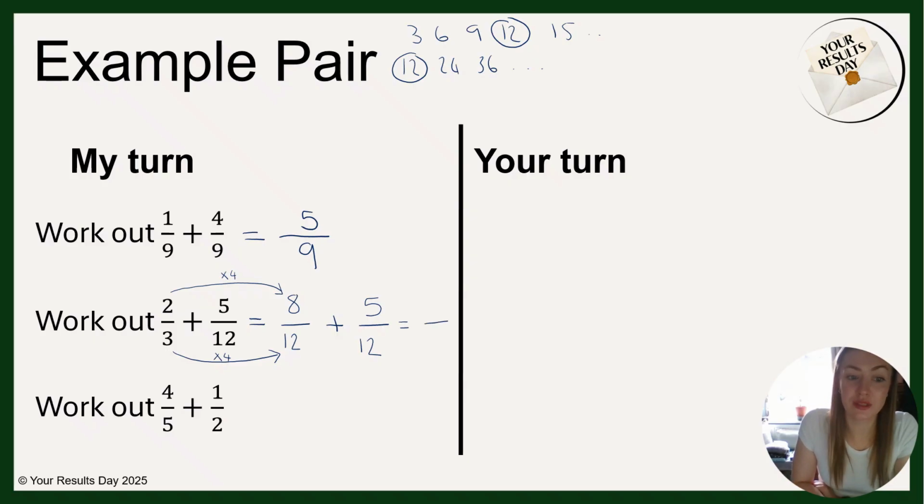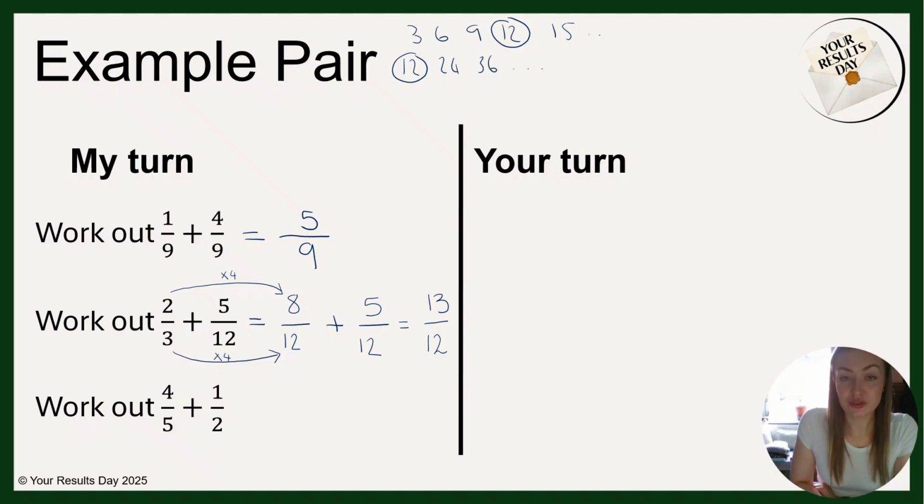And then, as with the question above, now I can write my answer. Because I've got a common denominator, now I can write down what the answer is. Remember, that denominator stays the same, and we just add the tops. So 8 plus 5 is 13.